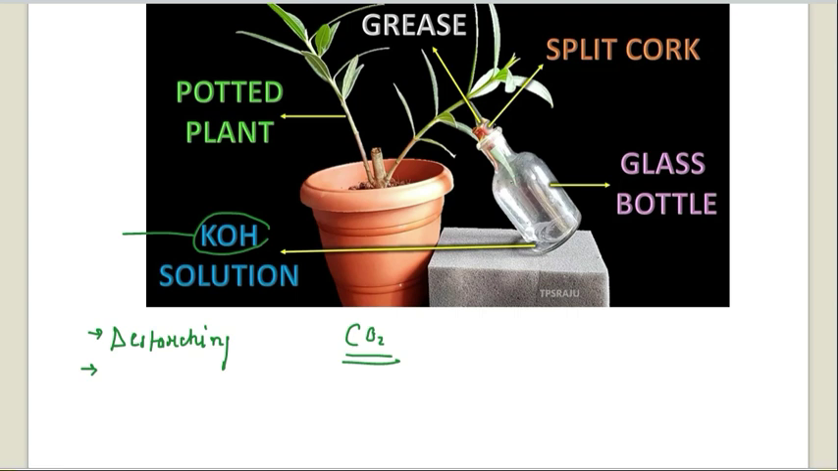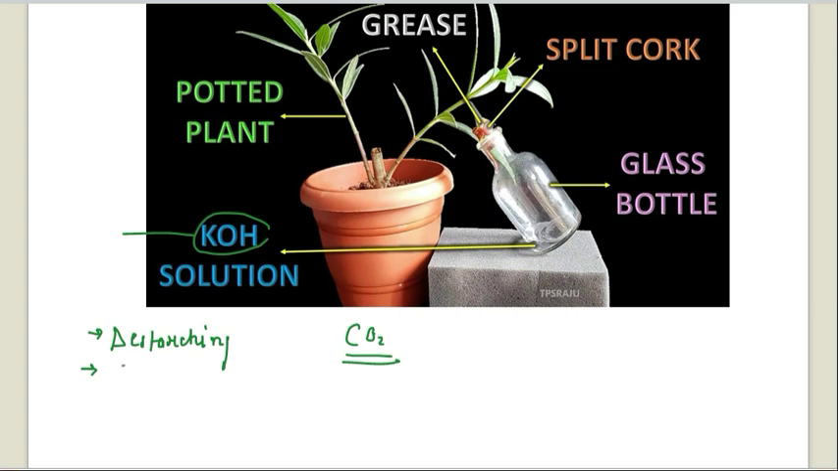Now you have to take care of one point, that this part of the leaf which is in the bottle should not touch the KOH. It should be in the vicinity, in the space only. And this space doesn't have CO2. Why? Because it is being absorbed by the KOH, right? Potassium hydroxide solution.